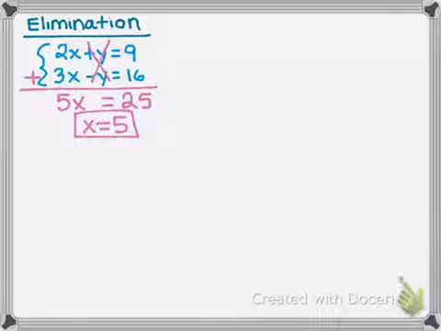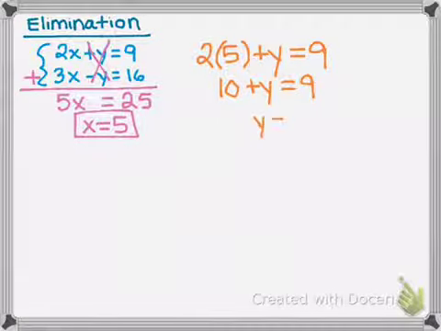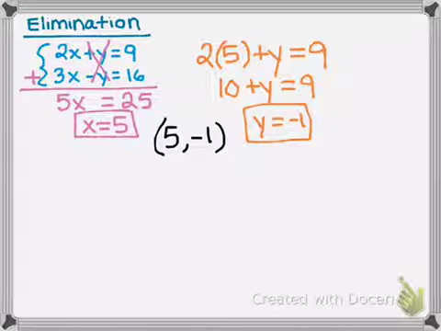So, for this, it doesn't matter which one you plug it back into. And just for the sake of it, I'm going to choose the first one. So I have 2 times 5 plus y equals 9. So 2 times 5 is 10 plus y equals 9. Subtract 10 from both sides, and y gives you negative 1. Just like before, you have to write it as a coordinate point, 5, negative 1.